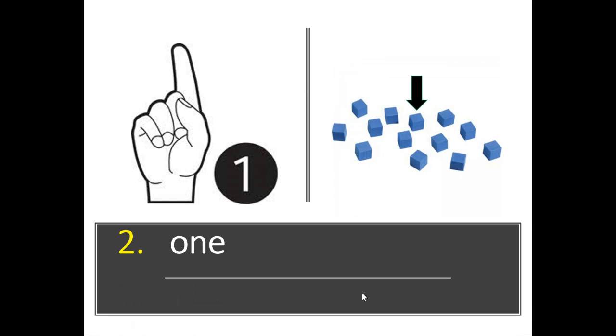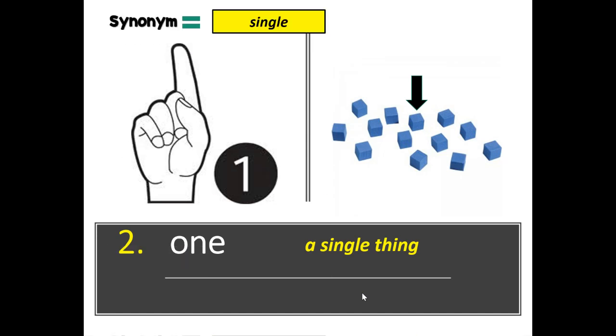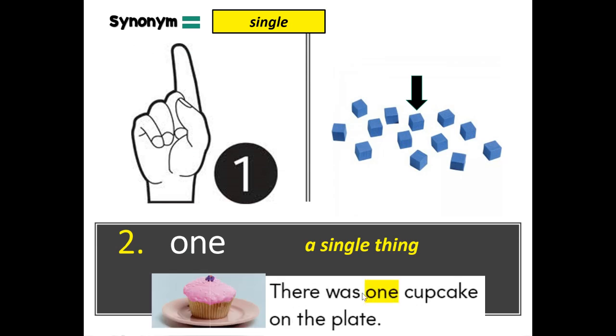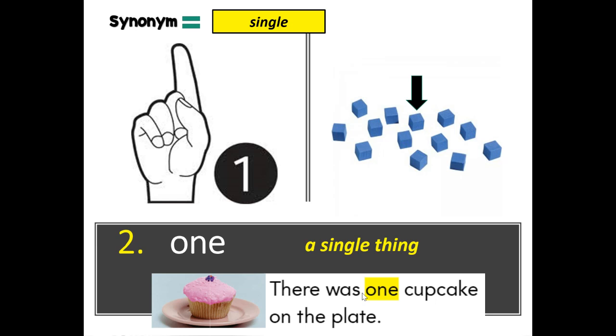So for number 2, you need to write the word one. O-N-E, one, a single thing. A synonym could be single, which means one. There was a single cupcake or one cupcake on the plate. Notice how I can either say single or I can say one. That means they mean the same thing. There was one cupcake on the plate. So make sure you write one for number 2.